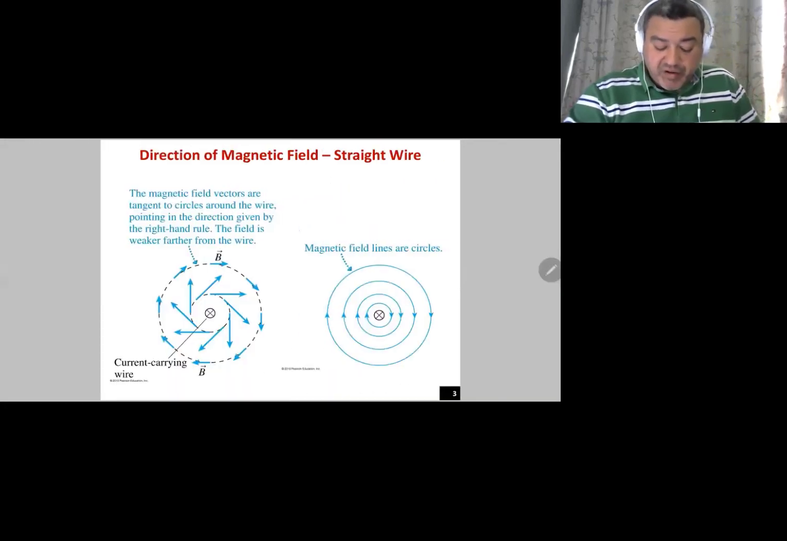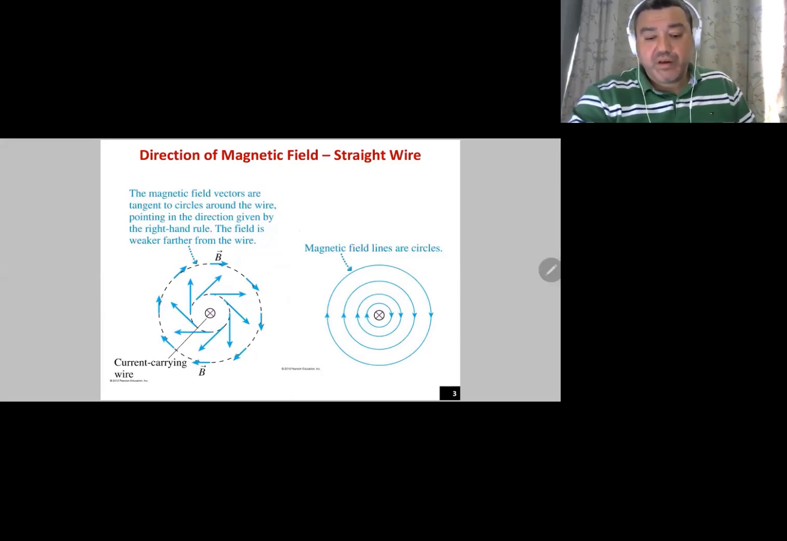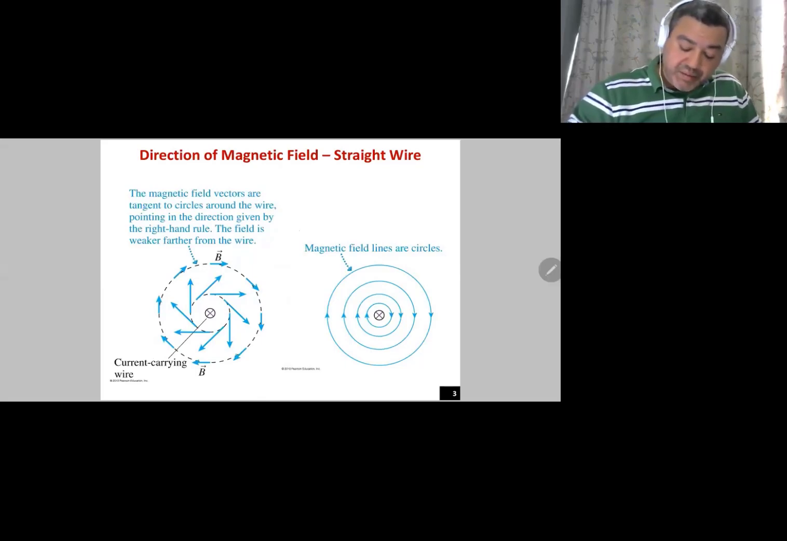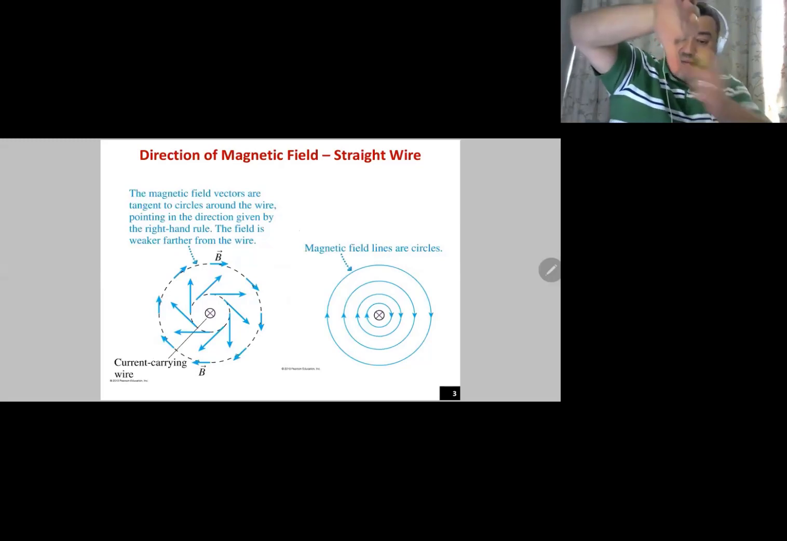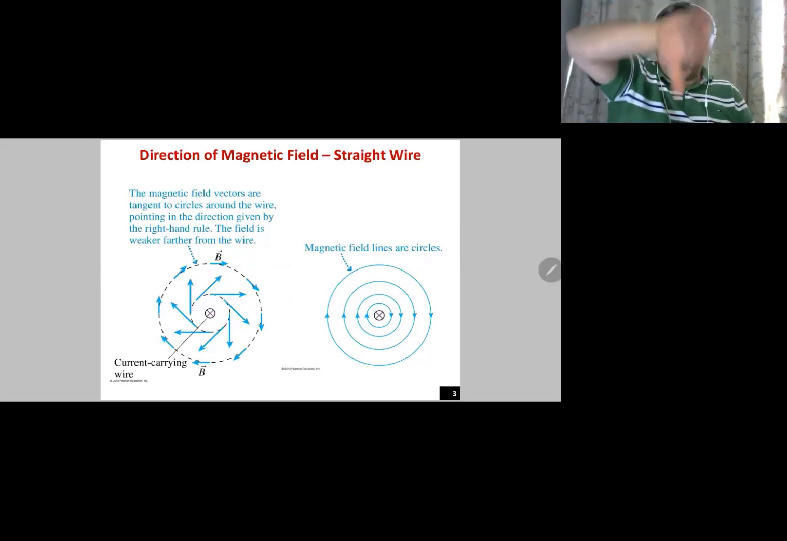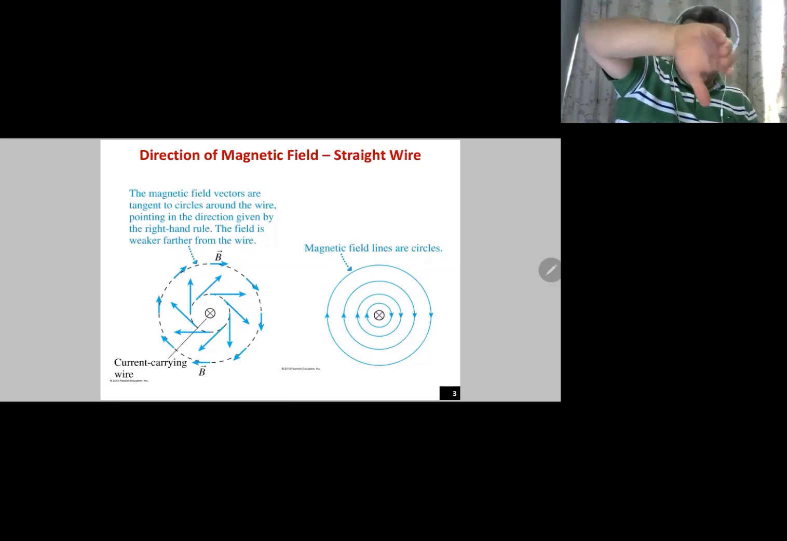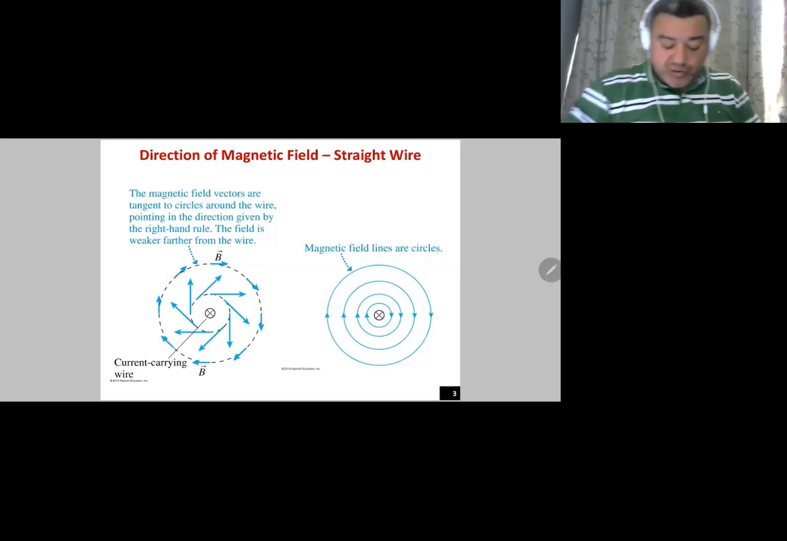Now, if I have the current going into the screen, then the magnetic field is going to be circulating around that wire such that it is clockwise, because now your thumb is pointing toward the current, and your fingers are going to be rotating in the clockwise direction.